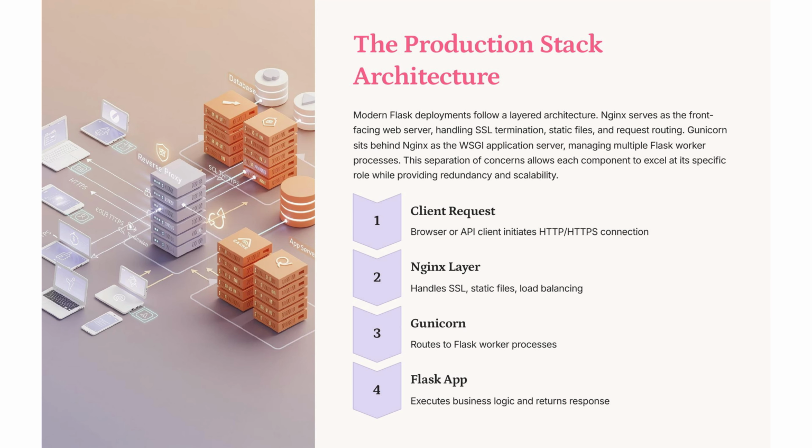Modern Flask deployments utilize a layered architecture. Nginx acts as the front-facing web server, managing SSL termination, static files, and request routing. Gunicorn, as the WSGI application server, handles multiple Flask worker processes. This separation enhances redundancy and scalability, allowing each component to perform optimally in its designated role.